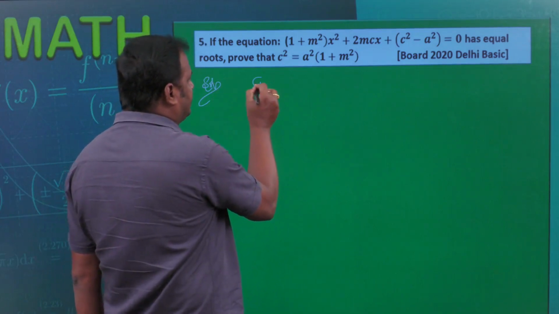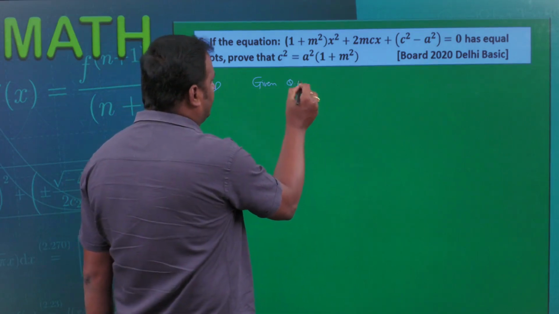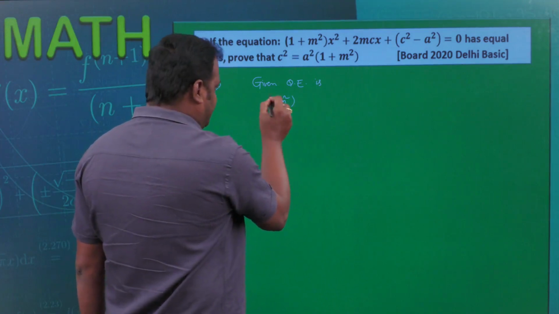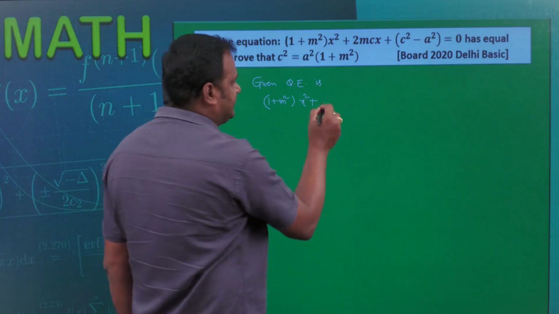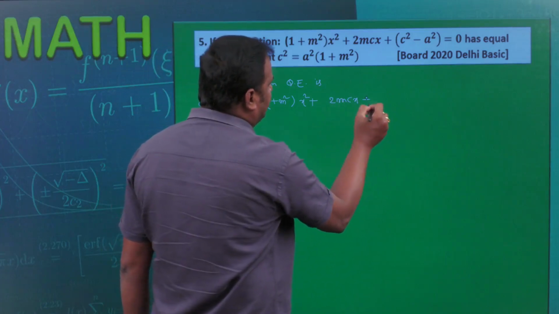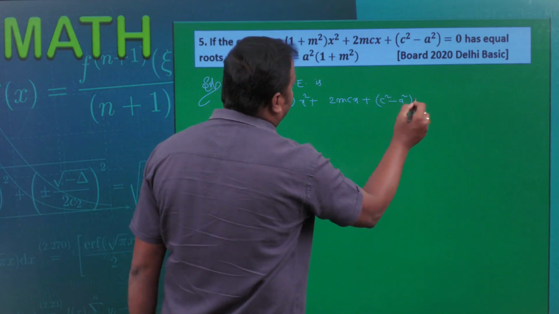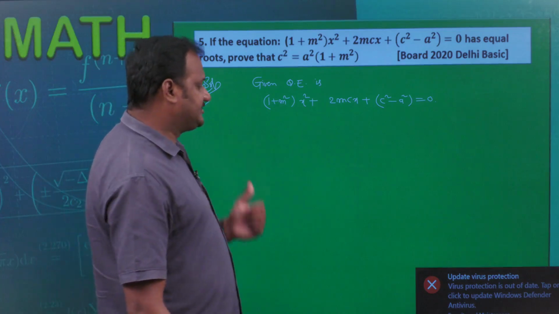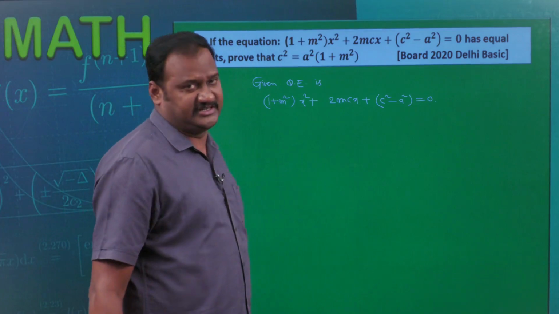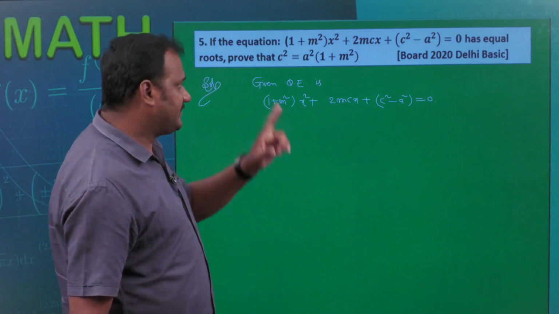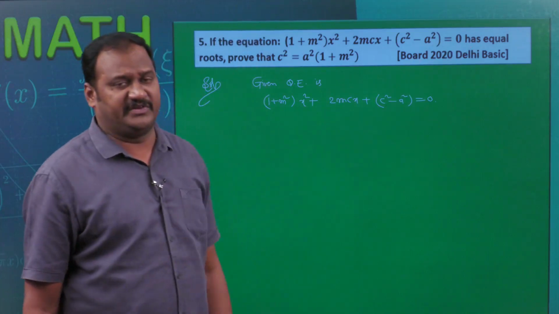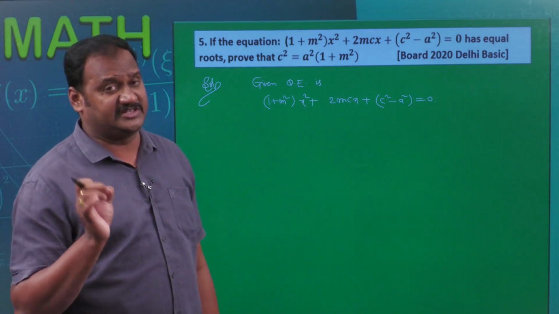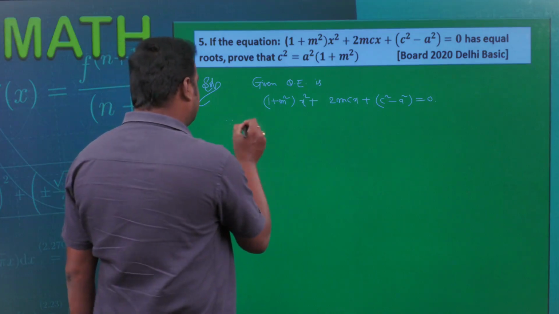What is the given quadratic equation? So the given quadratic equation is, observe clearly, (1 plus m square) times x square plus 2mcx plus c square minus a square is equal to 0. This quadratic equation is already in standard form because something into x square plus something into x plus constant is equal to 0. Since it is in the standard form and it has equal roots, when a quadratic equation is said to have equal roots, it has equal roots only when the discriminant b square minus 4ac is equal to 0.